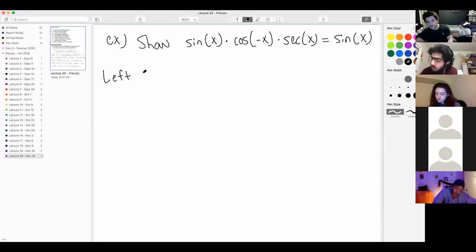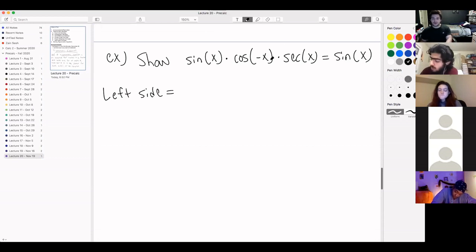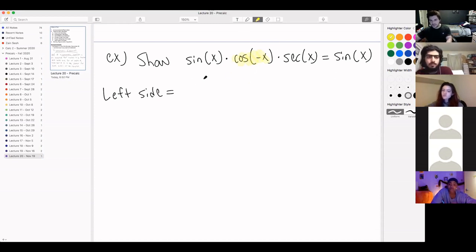Left side equals, okay, if you see a cosine of negative x or something with a negative x input, you should automatically appeal to evenness or oddness. Okay, so using evenness or oddness, can someone tell me what this left side becomes? So you'd have sine of x times negative cosine of x. Why negative cosine of x?